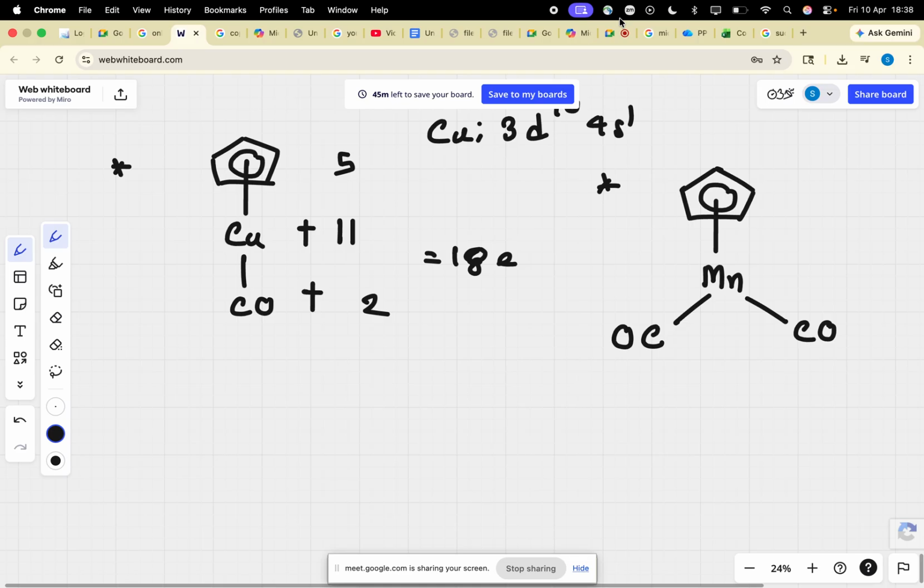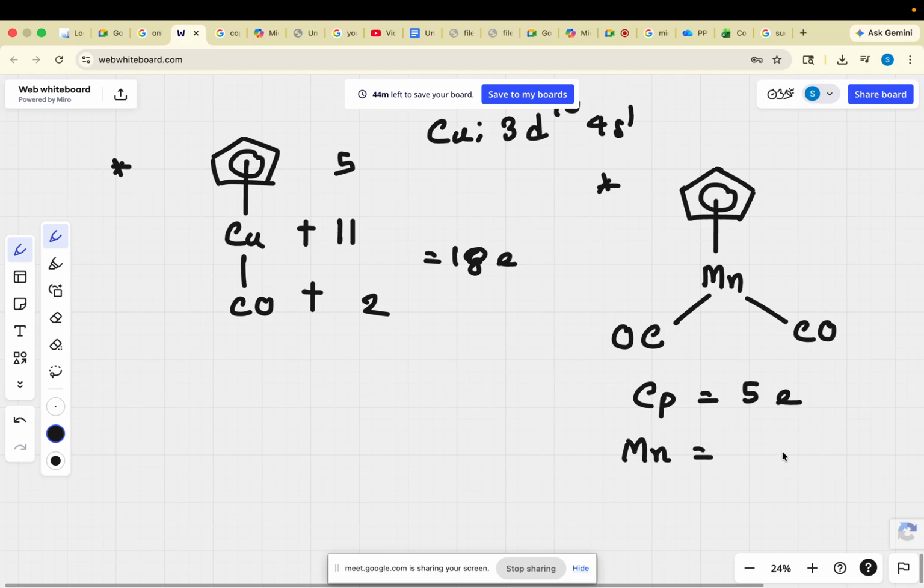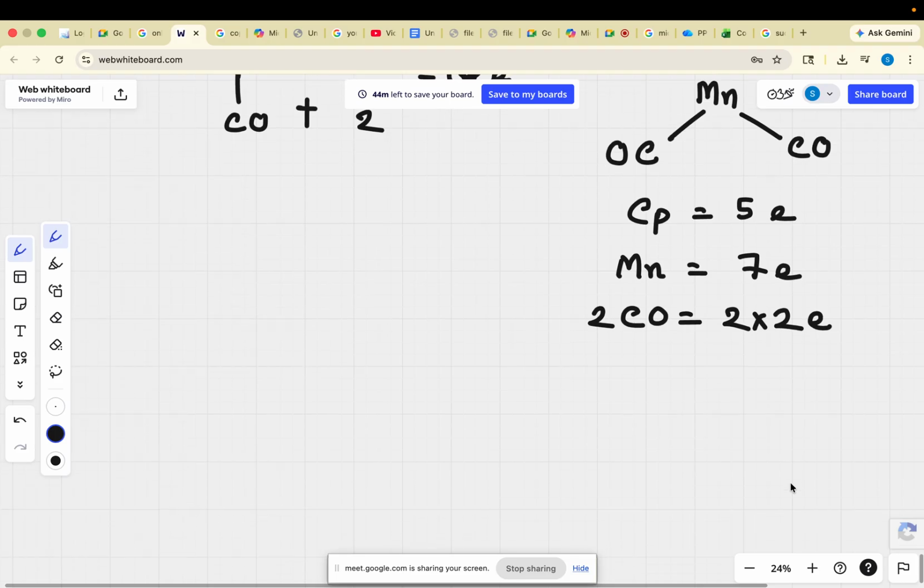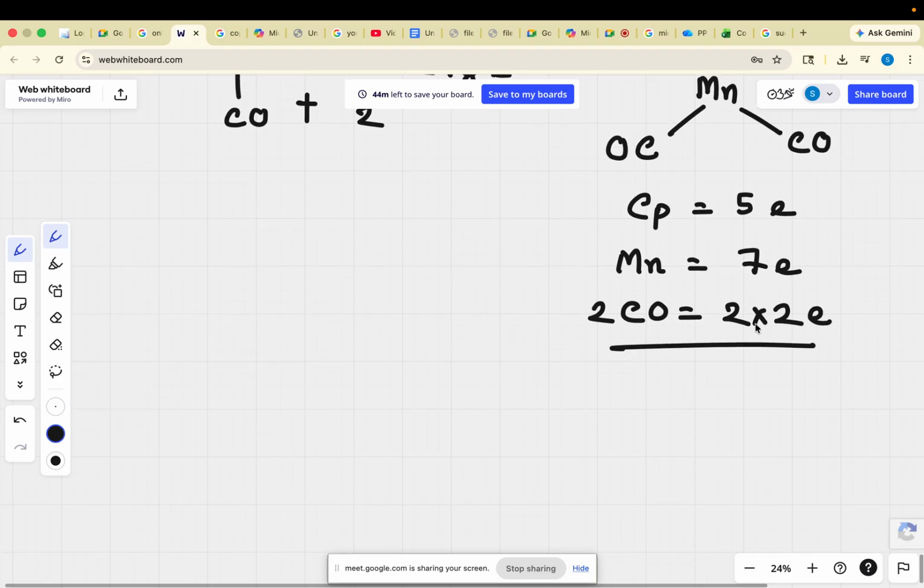16 electrons. Again cyclopentadienyl will donate 5 electrons. Now manganese is 3d5 4s2, so that means 7 electrons, and you have 2 carbonyls. From 2 carbonyls, 2 into 2 electrons. So 5 plus 7 is 12, plus 4 is 16 electrons.